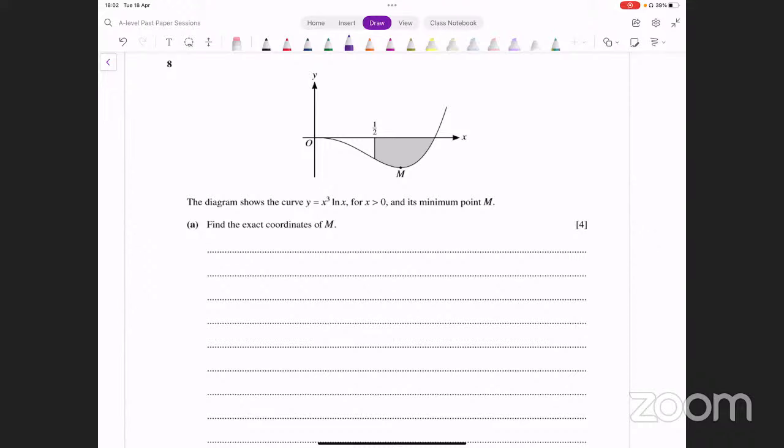The diagram shows the curve y equals x cube into ln x for x greater than 0 and its minimum point N. We have to find the minimum point. In the first part, it asks for the exact coordinates of N. So y equals x cube into ln of x.